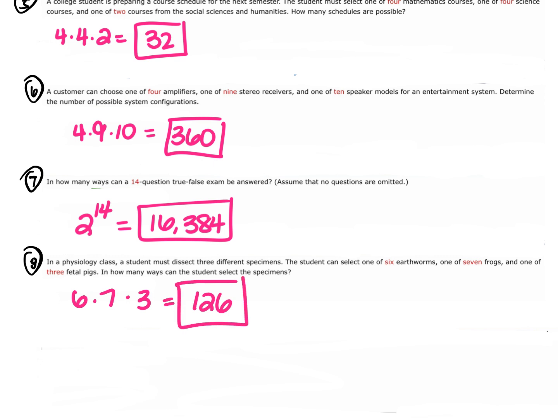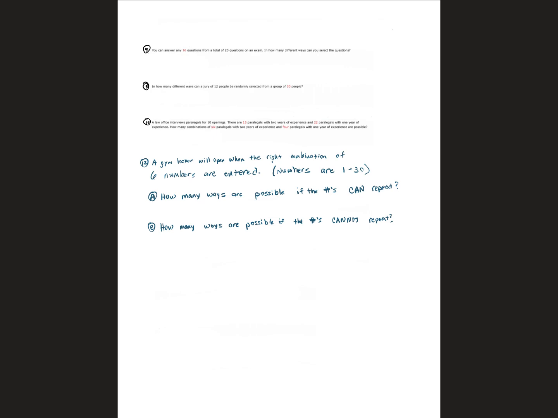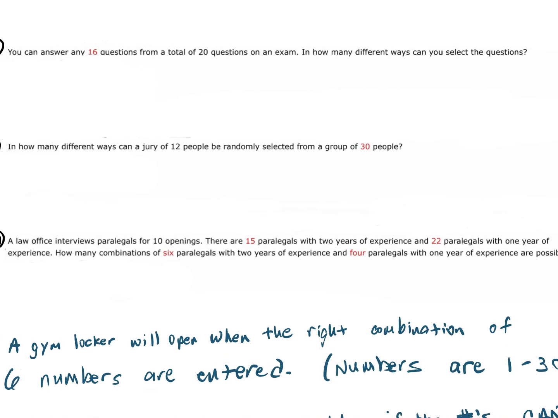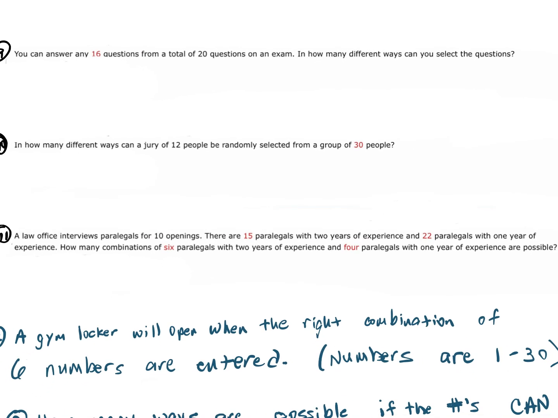Now for your set of questions, you have to pay attention to what they're asking you for because you're going to be using your permutation or your combinations for these. For number 9, it tells you that you can answer any 16 questions from a total of 20 questions on an exam. And how many different ways can you select the questions? This one, the order does not matter, so you're using a combination. How many do you have to choose from? 20. How many are you picking or answering? 16. So it's a combination between the 20 and the 16.